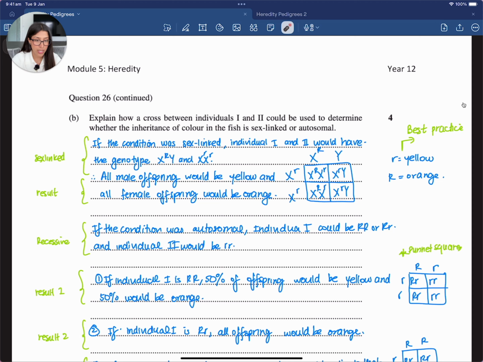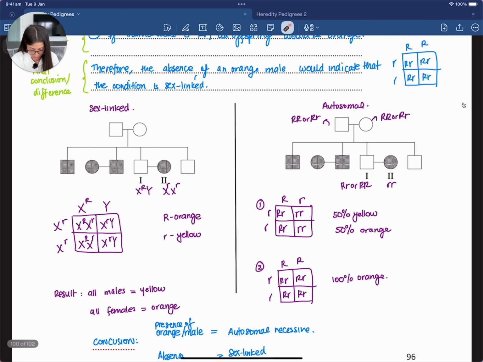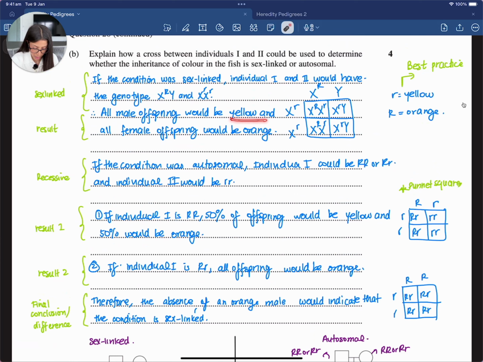If the condition was sex-linked, I drew out the Punnett square and I explained what the genotype of individual 1 and 2 would be, as we've looked at here. And then I put these results in my answer. So all male offspring would be yellow and all female offspring would be orange. Insert Punnett square, and I've also included what these letters stand for.